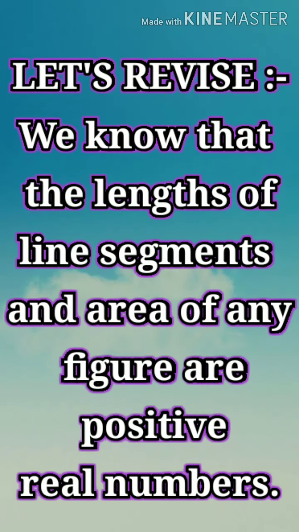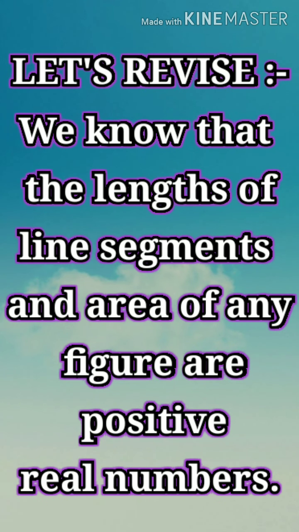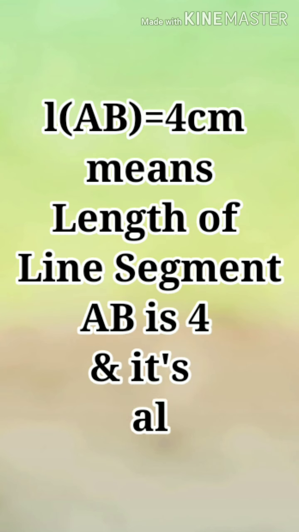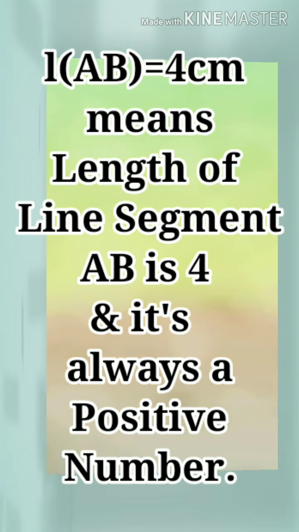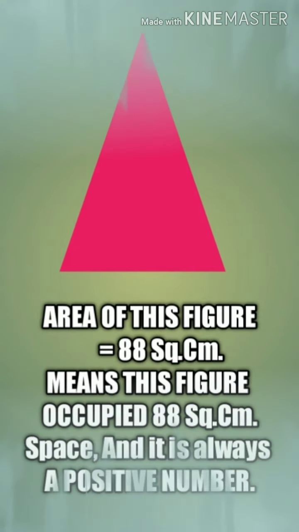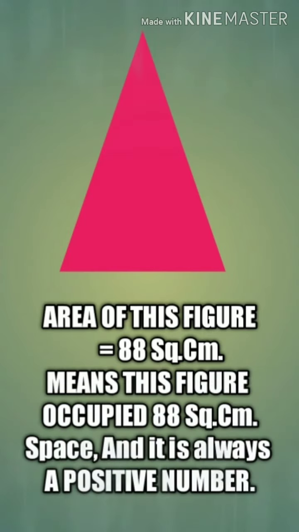Also we have to revise that length of a line segment and area of any figure are always positive real numbers. Means l(AB), the length of AB, is equal to 4 centimeter. Means length of line segment AB is 4 and it's always a positive number. Also we consider area of any figure. Area of this triangle is 88 square centimeter. Means this triangle occupies 88 square centimeter space and it is always positive.